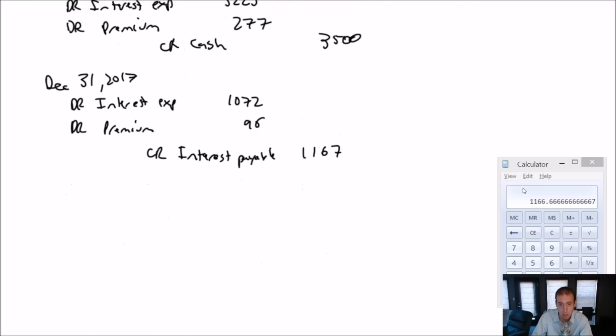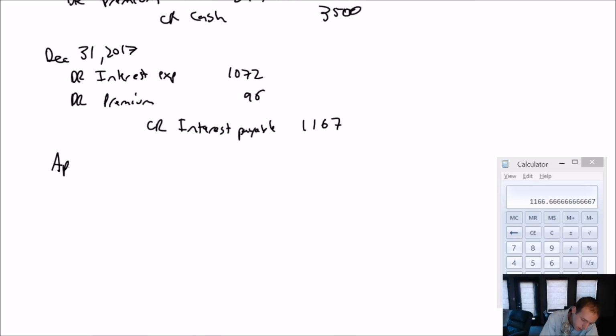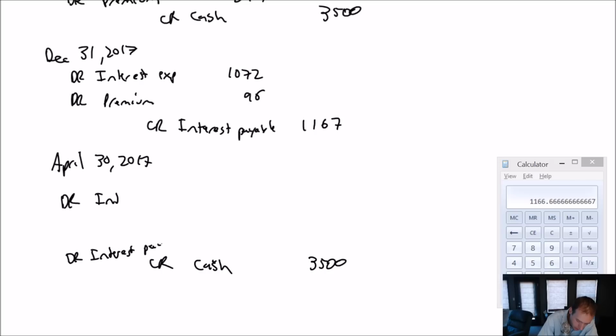And on April 30th, we do make a payment. We credit cash for the full $3,500. I'm making a $3,500 payment. We debit, actually let's debit interest payable, get that out of the way. Any interest that we've said is payable, well, we're paying $1,167 and then some, let's get rid of that. And then we know we're going to debit interest expense and debit our premium for not 2/6 of that line that we'd highlighted, but 4/6.